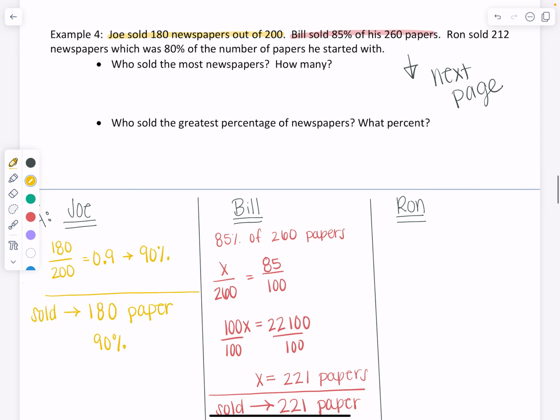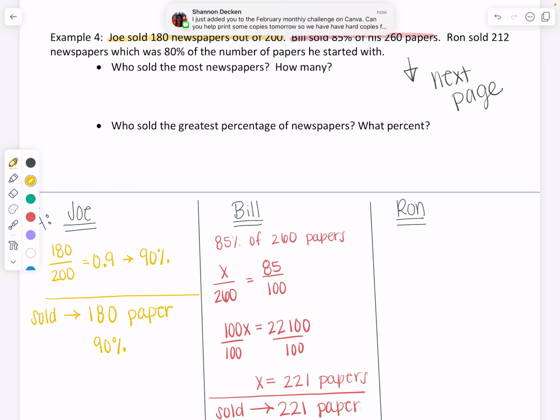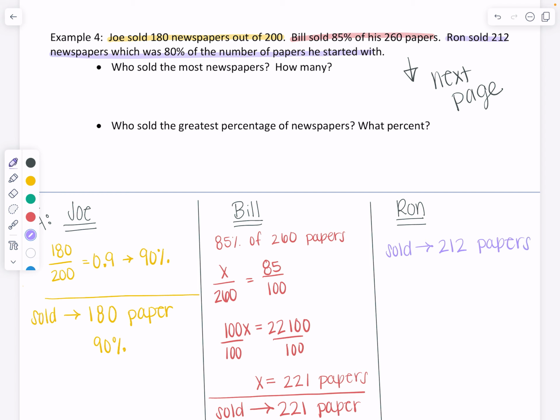And then the last guy, Ron, sold 212 papers, which was 80% of the number of papers he started with. So I've got Ron sold 212 newspapers, which was 80% of the papers he started with. Well, thankfully, they did all that math for me. How many papers did Ron sell? Ron sold 212 papers, which was 80%.